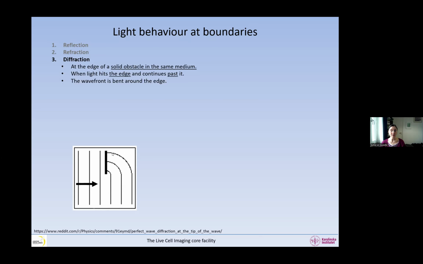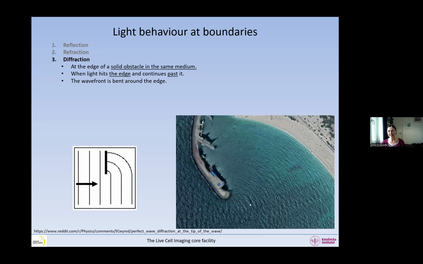Okay, so even though light continues here, as we get closer and closer to the edge, there is diffraction and the wavefront is bent. And this is something that you can see in nature very easily. So if you wonder why most beaches are sort of rounded, it's because usually you have a stone here and you have a stone here and you have diffraction there, and that bends all the waves that come.